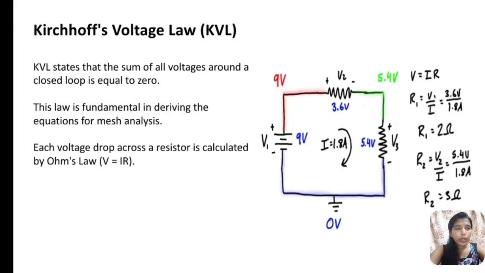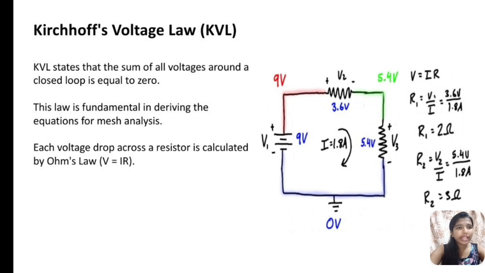Kirchhoff voltage law, that is KVL. KVL states that the sum of all voltages around a closed loop is equal to 0. This law is fundamental in deriving the equations for mesh analysis. Each voltage drop across a resistor is calculated by Ohm's law, that is V is equal to IR.